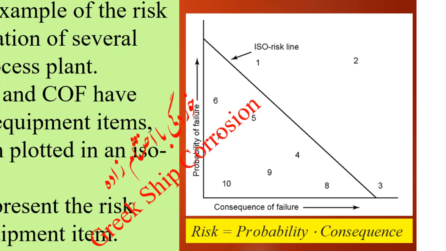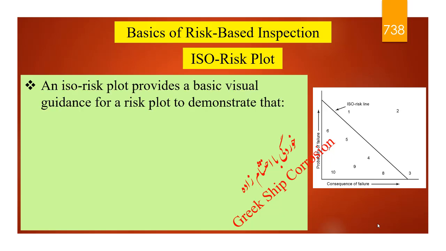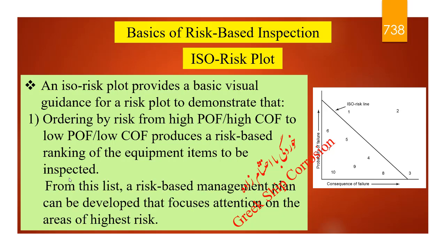Risk equals probability times consequence. An ISO risk plot provides a basic visual guidance for a risk plot to demonstrate that: 1. Ordering by risk from high POF, high COF to low POF, low COF produces a risk-based ranking of the equipment items to be inspected. From this list, a risk-based management plan can be developed that focuses attention on the areas of highest risk.